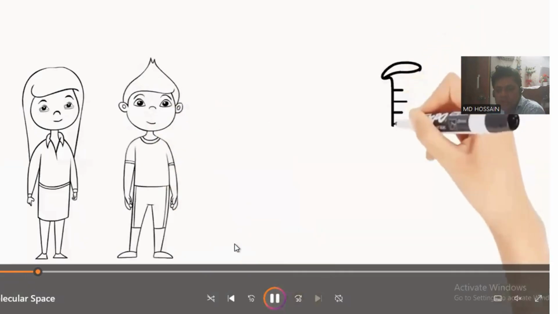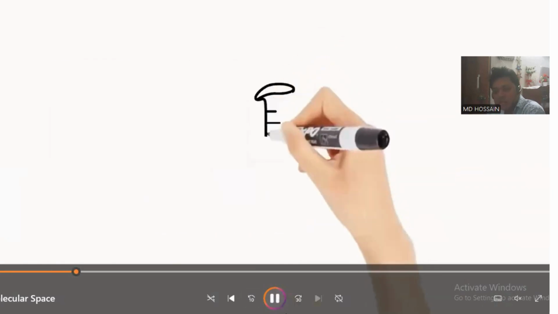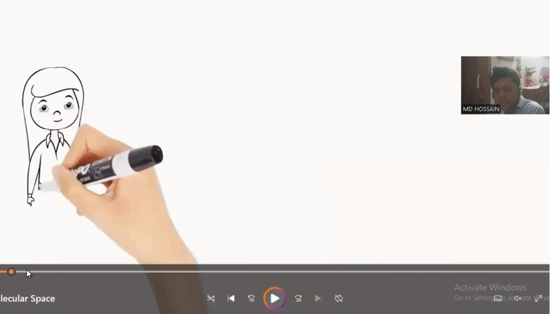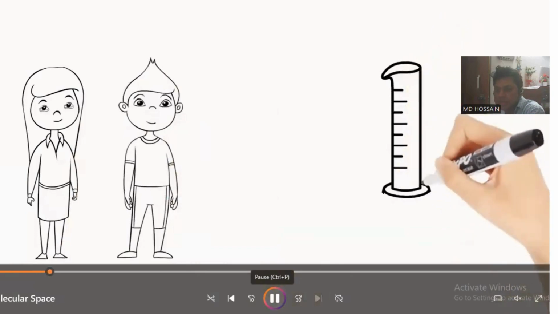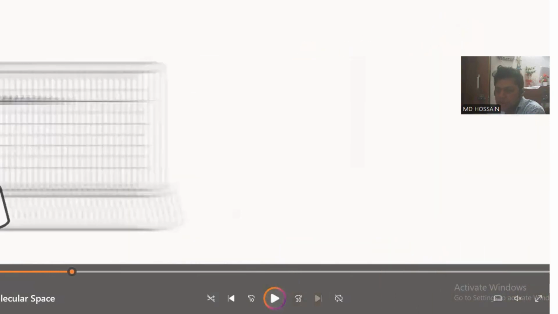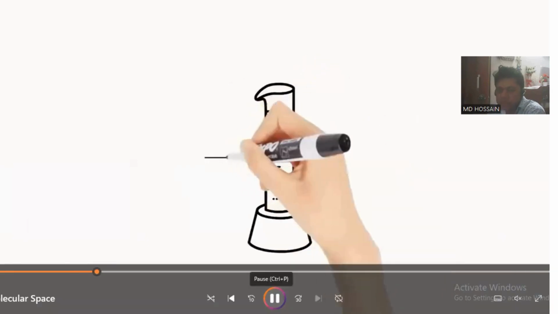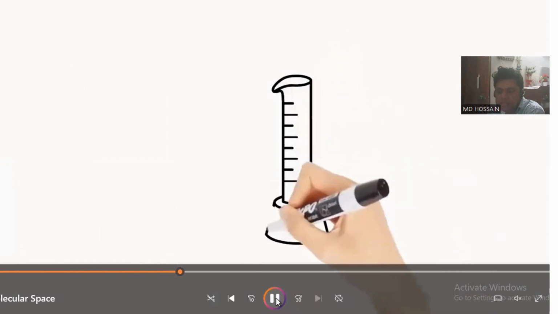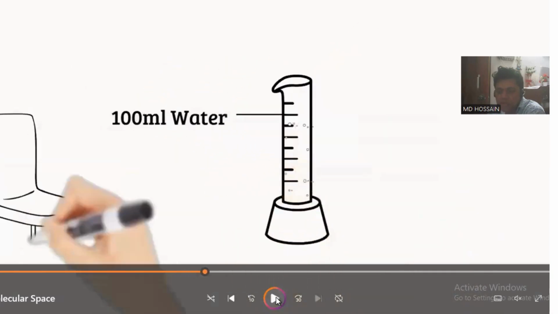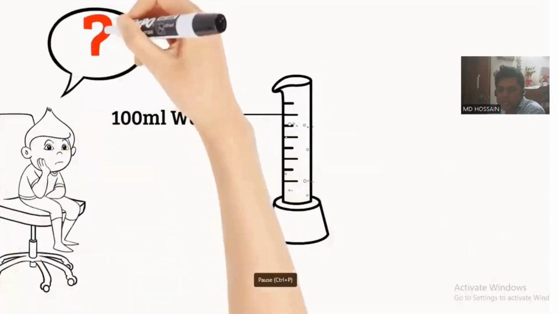You can see here, this is the measurement instrument, and these are two portions here, and this is the measuring tool. 100 ml of water is taken there, and now you can see this one. This is a measuring flask again, and we are taking 100 ml of water. Now think what will happen.